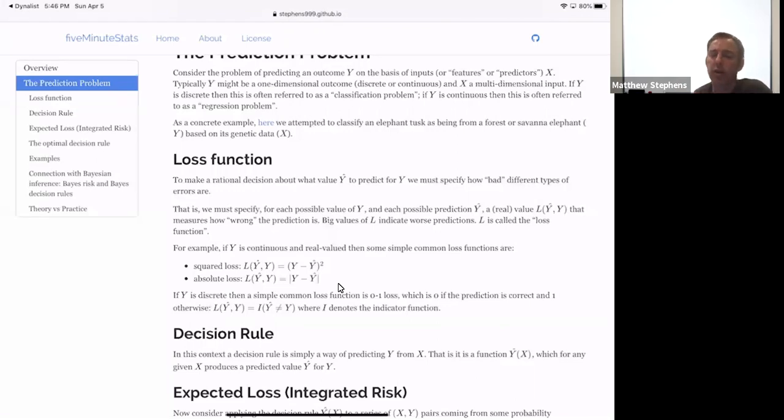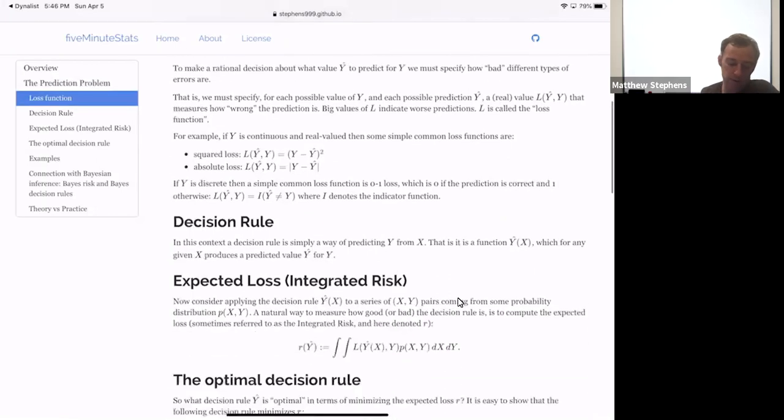So of course there are other possible loss functions, but these three generic loss functions are useful to keep in mind as examples. And then to make a formal statement, we need to introduce what we mean by a decision rule. A decision rule is a way of predicting y from x. That is, it's a function y hat of x, which for any given x produces a predicted value y hat.